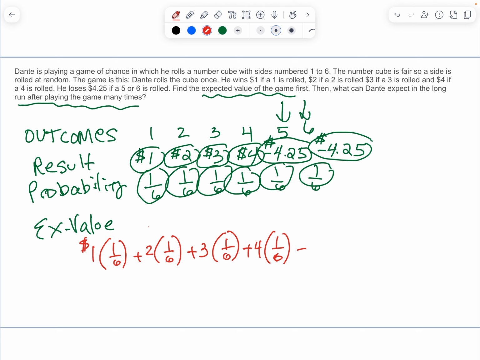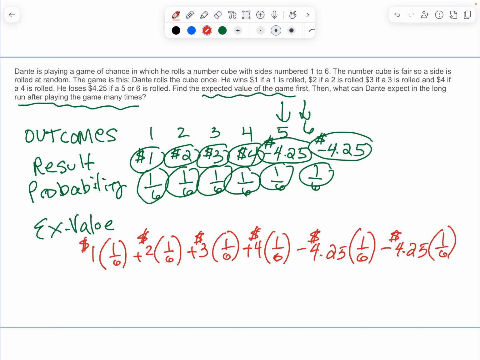And then we're going to lose, let's see here. I probably should put my dollar signs on here before I mess things up. All right, so we're going to lose $4.25. Is that what they said? Yep. If we roll a 5, and that's a 1/6 chance of that happening. We're also going to lose some money if we roll the 6, and that's a 1/6 chance of that happening.